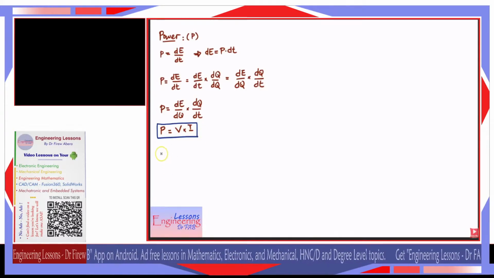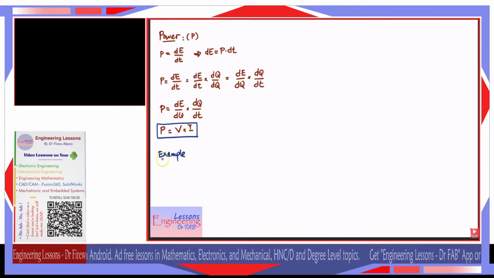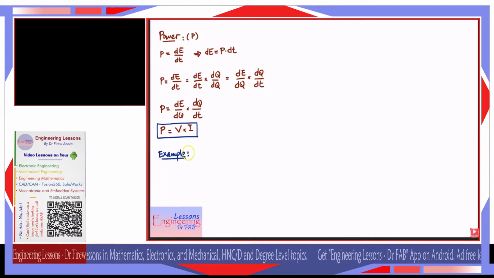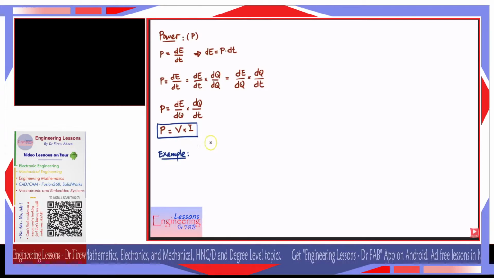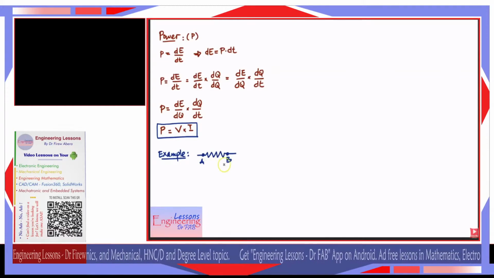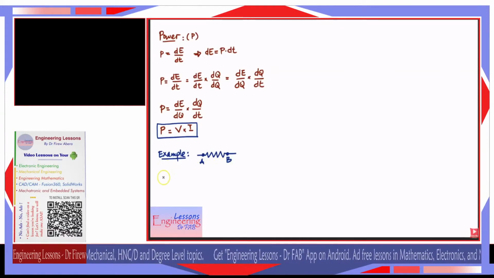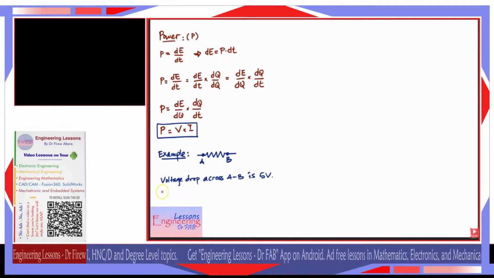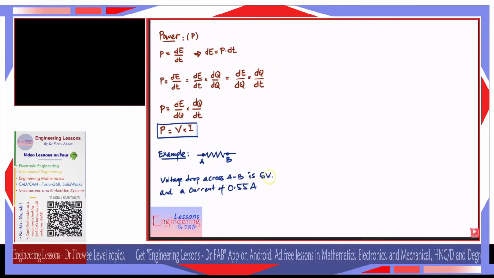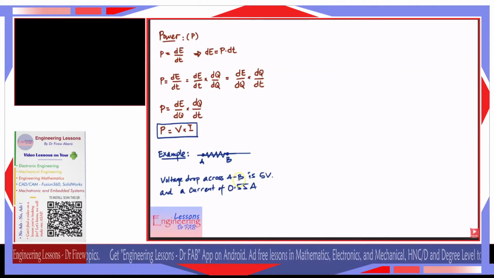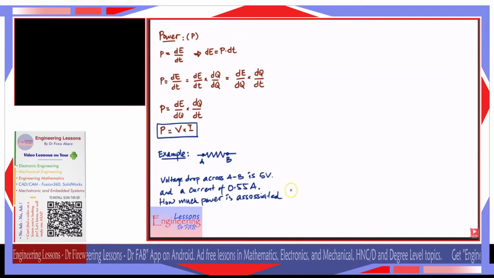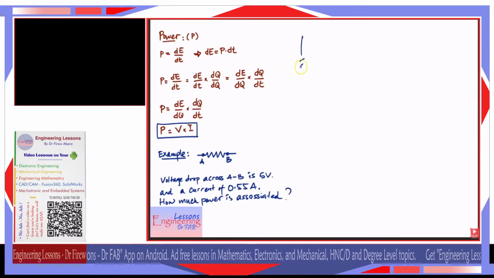So let's look at an example here. Now assume that circuit element we discussed earlier. This time, let's assume that the voltage across A and B is 5 volts, and a current of 0.55 amps flows through the circuit. Then how much power is associated with this circuit element? So the solution is easy.